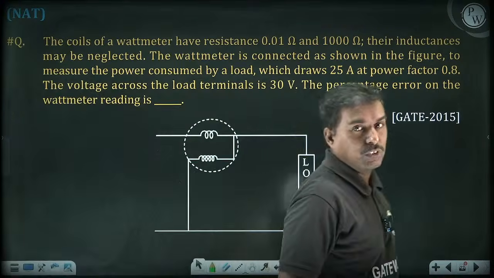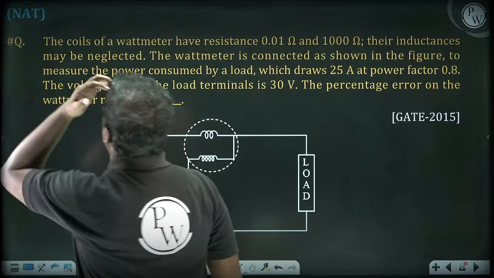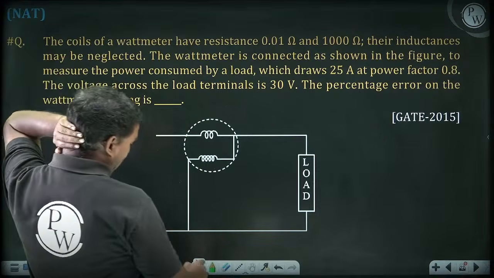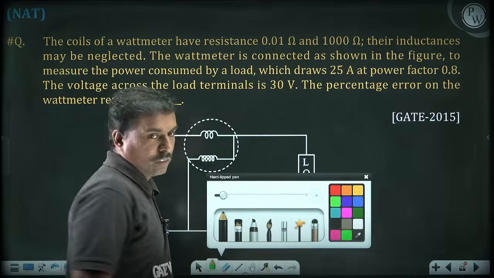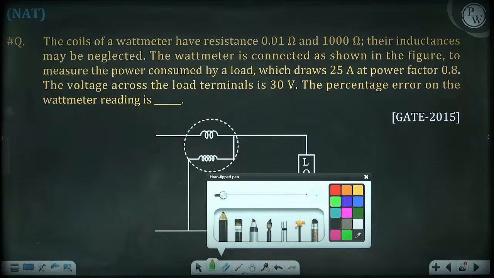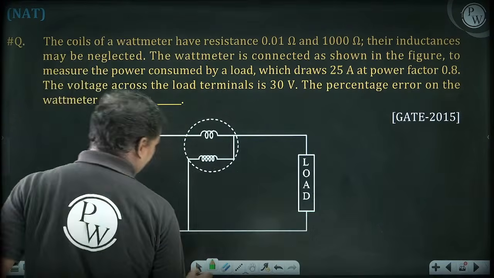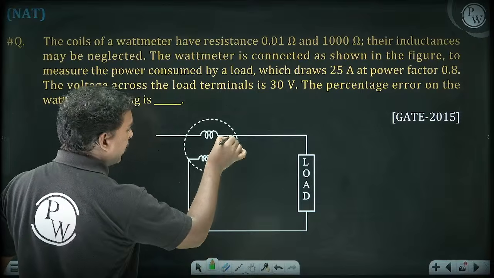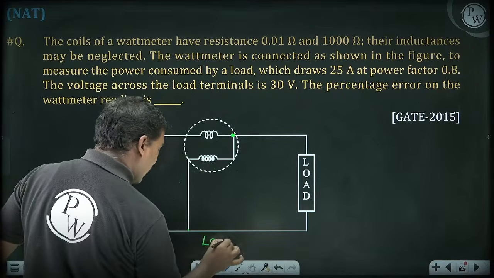So how to understand this question? What is this connection? The coils of the wattmeter have resistance. So what is the question? Try to understand the question category. What type of question is this? It is a GATE 2015 question. If you see here, this is connected to the load side, so it is called LC connection.